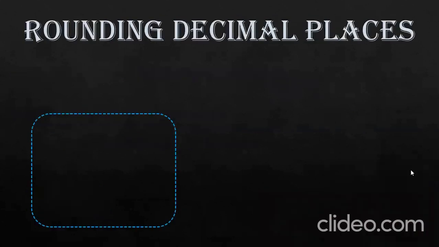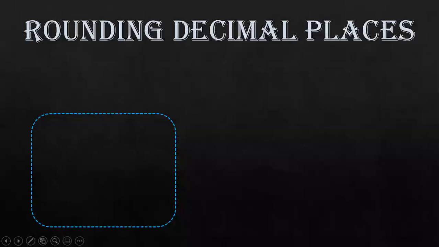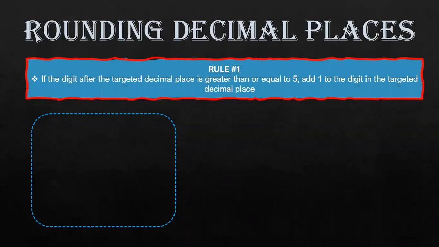Okay, let's look at rounding off our decimal places. When rounding off decimal numbers, there are some rules that we need to follow. Our first rule says that if the digit that comes after the targeted decimal place is greater than or equal to 5, then we add 1 to the digit that is in the targeted decimal place. So let's look at an example.